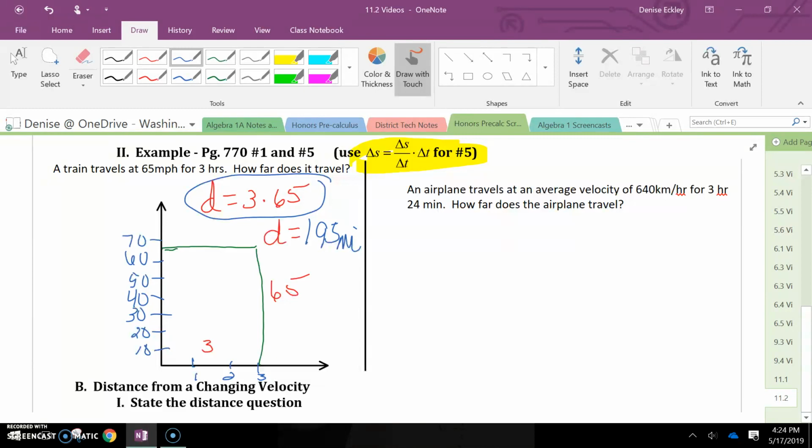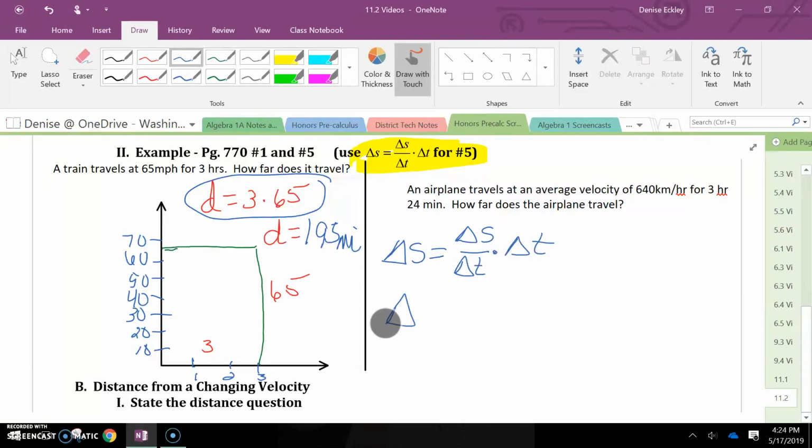Now to use the newer definition with our delta symbols. So the change in distance equals the change in distance per change in time times the change in time. This goes with this: an airplane travels at an average velocity of 640 kilometers per hour for 3 hours, 24 minutes. How far does the airplane travel? So using this definition, our change in distance is going to be the change in distance per change in time times the change in time.